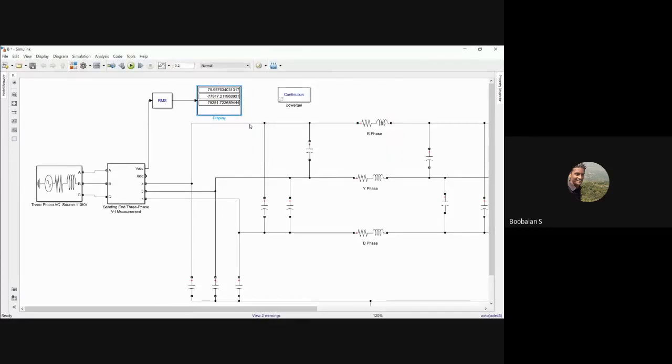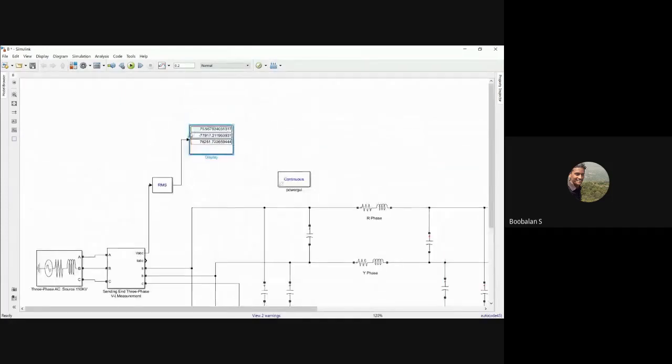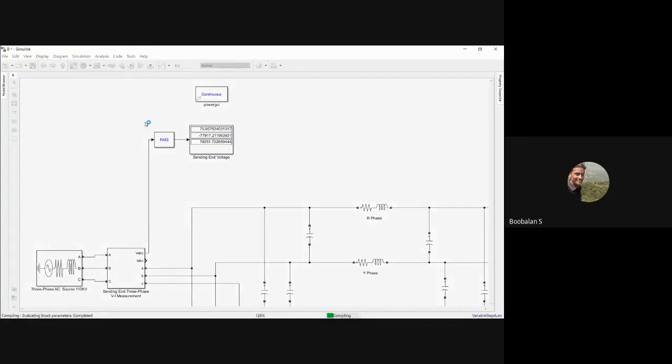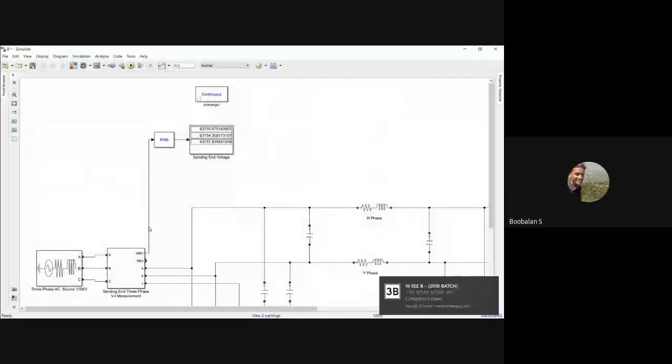Now we are going to use this block to measure my phase-to-phase voltage. Just run it for 1 second. I'm going to change the display name to sending end voltage. We'll verify that we are getting the three-phase voltage. So you can see the phase-to-phase voltage.